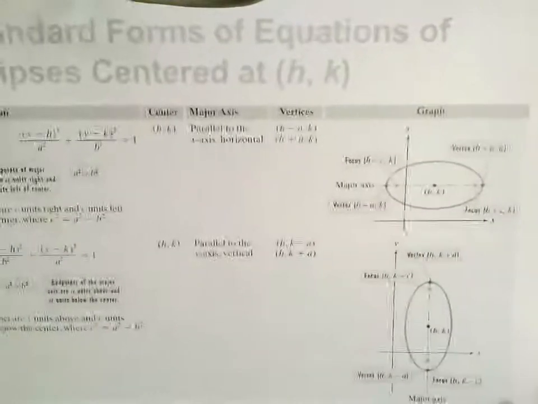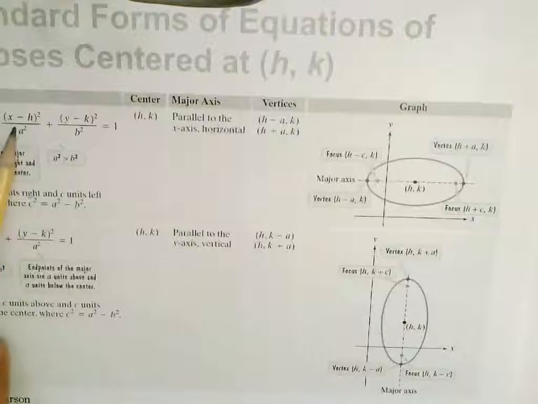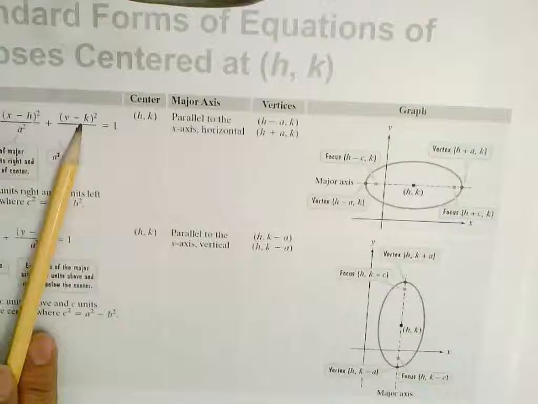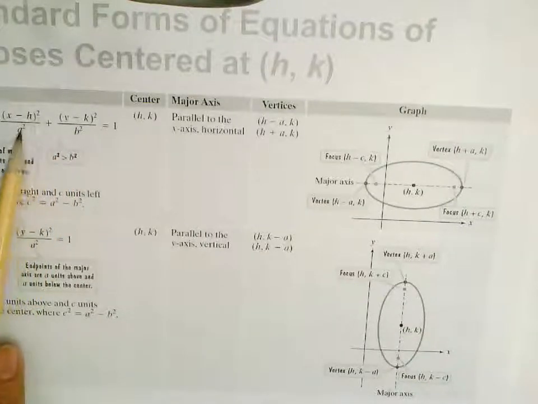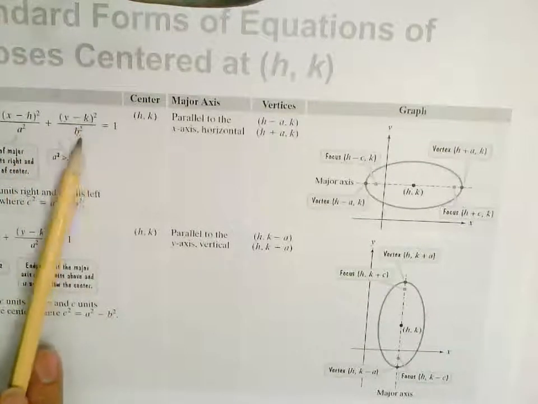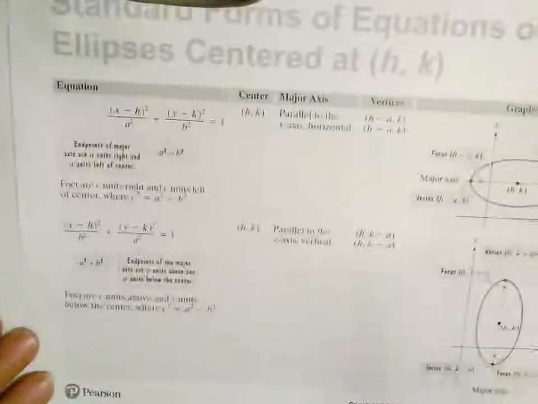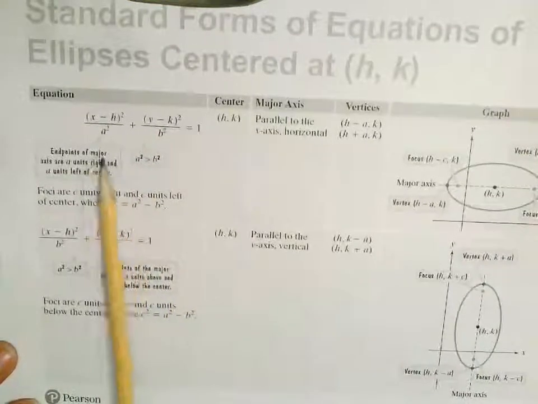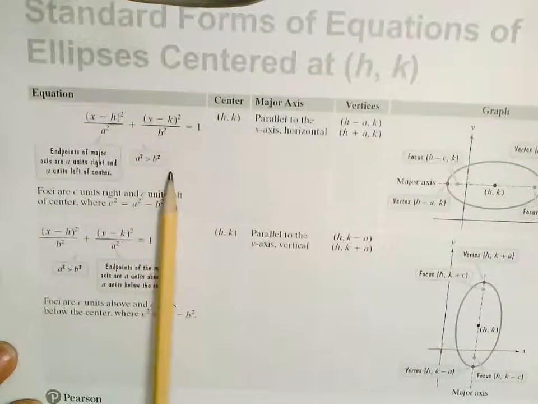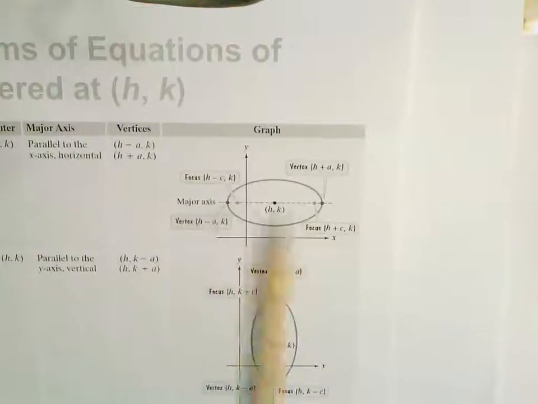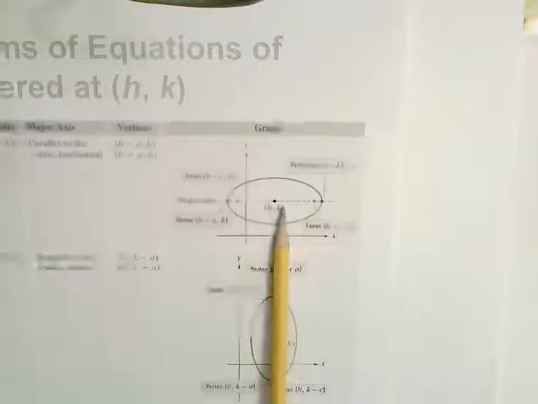Here's another way to look at it. You see here, this time something is being subtracted from the x and from the h, but it's still the binomial square over the a square plus the binomial square over the b square equals 1. And still, the a square is going to be greater than the b square. And here we have a horizontal major axis again.